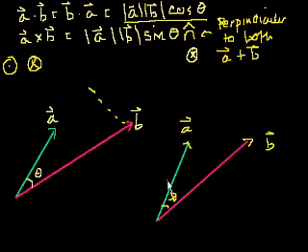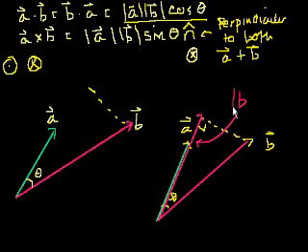This is theta. B cosine theta is what you get if you drop a line perpendicular to A; this is a right angle. Adjacent over hypotenuse is equal to cosine theta. So it would be the projection of B going in the same direction as A. It would be this magnitude. That is B cosine theta, the magnitude of that vector right there.